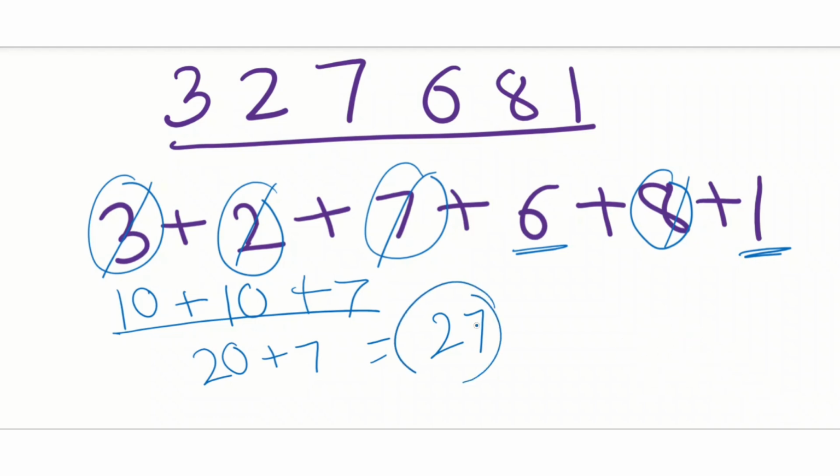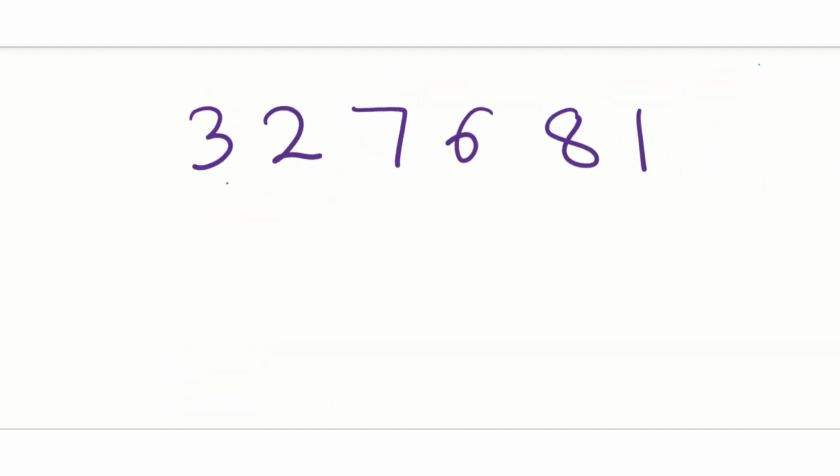Now to simplify 27, 2 plus 7, which gives you 9. And therefore, the final Navashesh of the number is going to be 9.